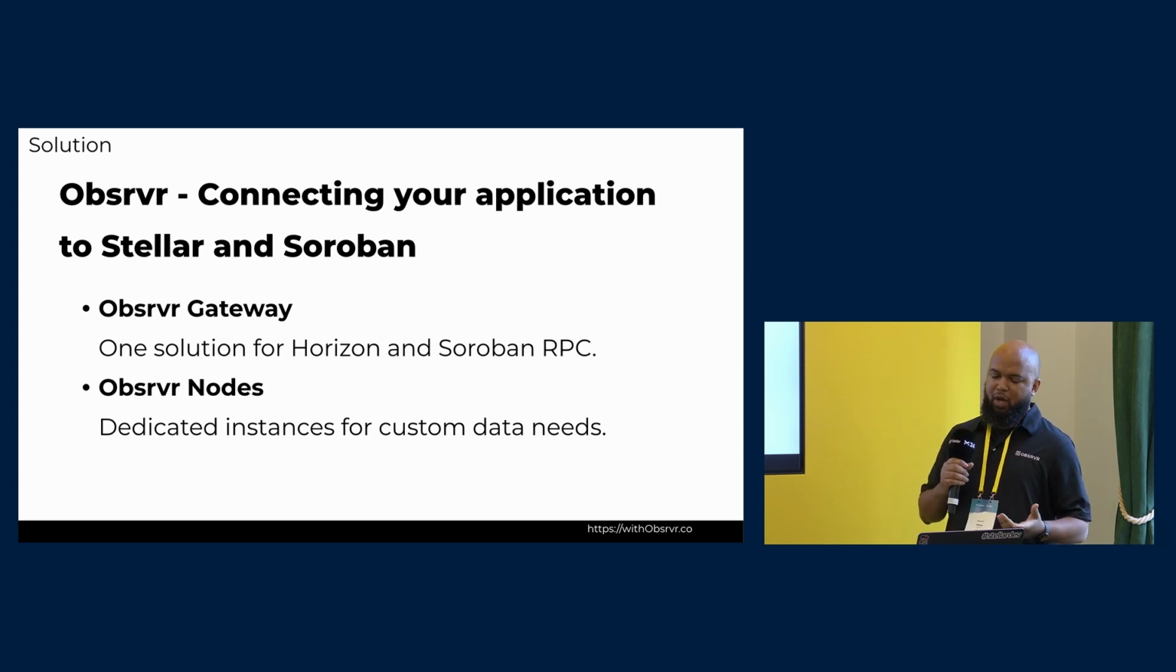So with Observer Gateway, it's real-time access to the data for the standard APIs for Horizon and Soroban. And then for Observer nodes, this is a more dedicated setup where we can tailor your data needs. So we can have RPC, we can have Horizon, and try to meet whatever you need for your data.